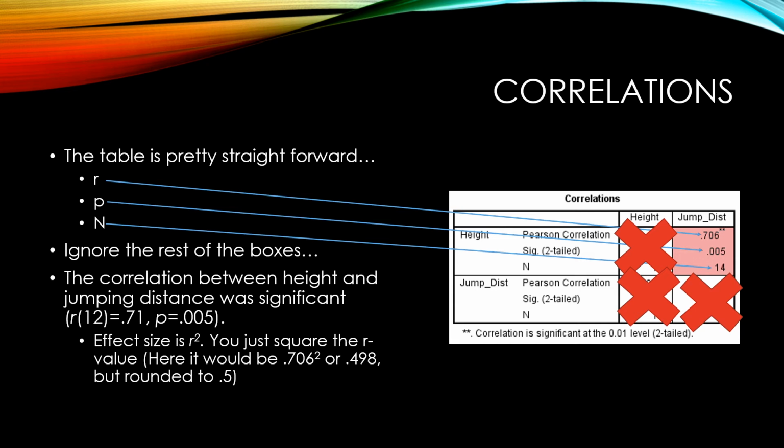So .706 squared is 0.498, but you round it to 0.5. And then you would want to say whether it's a large effect size or a small effect size. I don't remember off the top of my head what 0.5 is. I want to say medium, but it's super easy to Google, guys. And if you can't figure it out, just reach out and we'll help you figure it out.